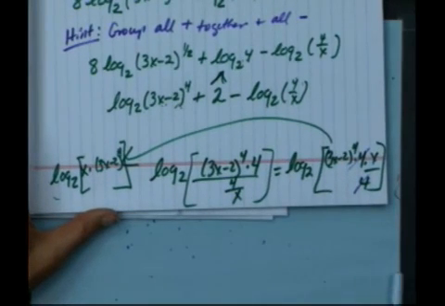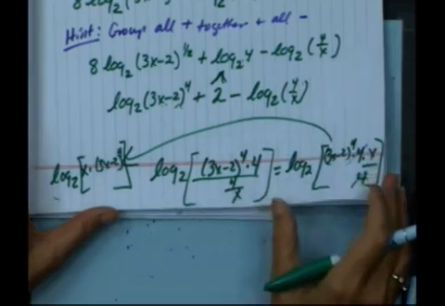All right? Everybody good? All right, let's try another example. My next example is number 63.